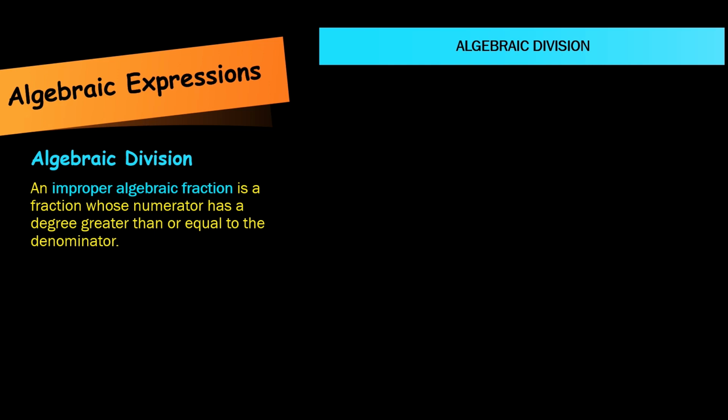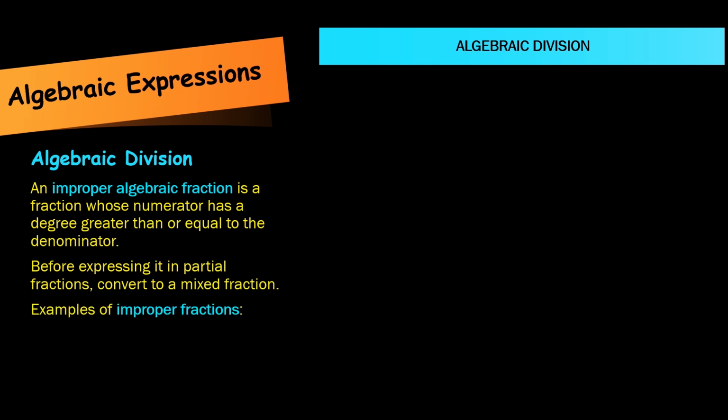An improper algebraic fraction is a fraction whose numerator has a degree greater than or equal to the denominator. Before expressing it in partial fractions, we must convert it to a mixed fraction. Let's take a look at some examples of improper fractions.